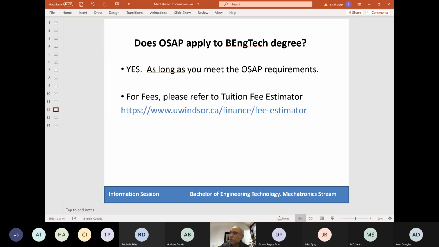If I can say a rough number, this is not the exact number, but for the whole program it should be in the range of 16,000 or 17,000. But again, it depends; if you are international, it's a different story. You can refer to this fee estimator, and it's going to give you the approximate money you need to invest for your education.